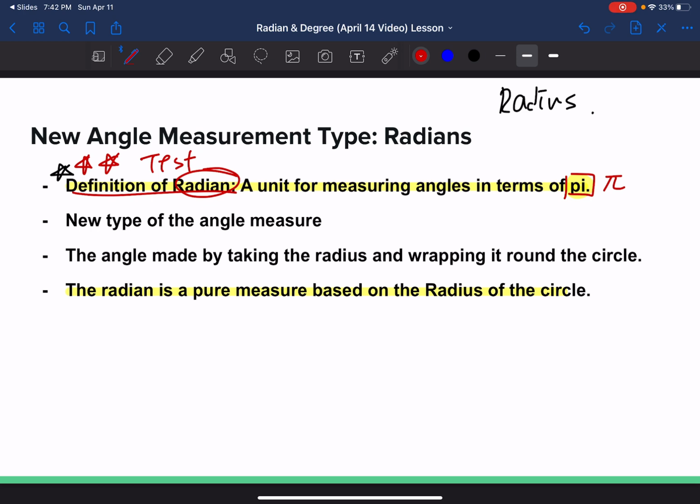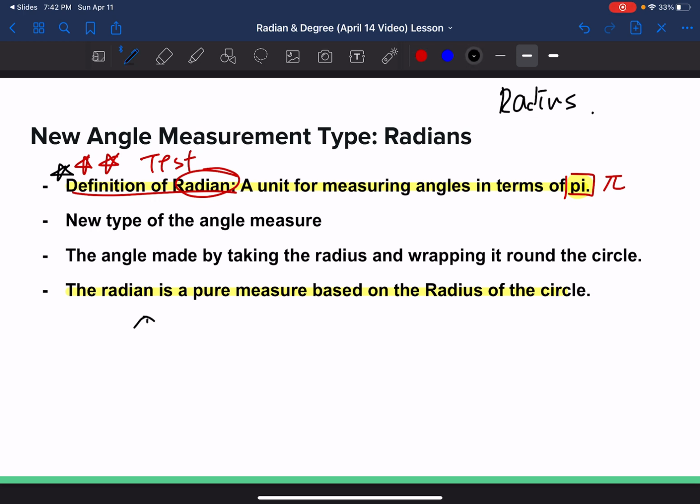All right, so that's a new type of angle measurement. Since it's a unit, we can convert between radian and degree. We can go back and forth. The radian is the angle made by taking the radius and wrapping it around the circle, so it is purely measured based on the radius of the circle. I'll put a Khan Academy link if you want to go a little deeper into the definitions, but it's beyond this level. If you go to pre-calculus or calculus, you're going to learn the definition of radian one more time.